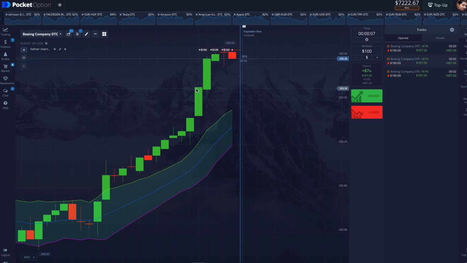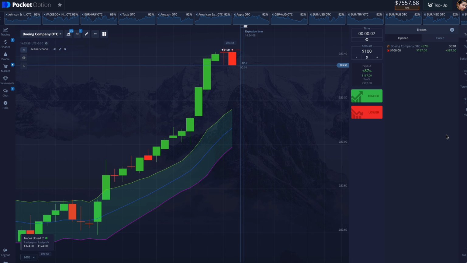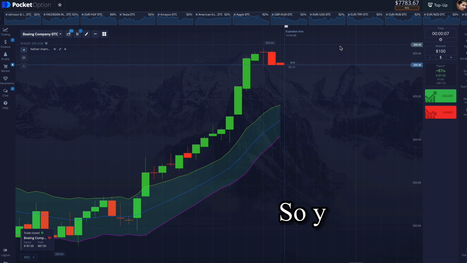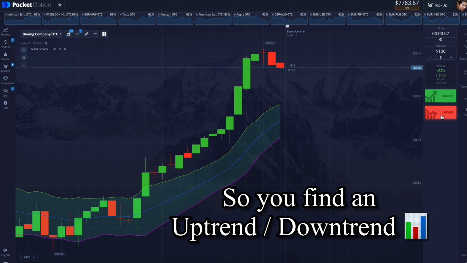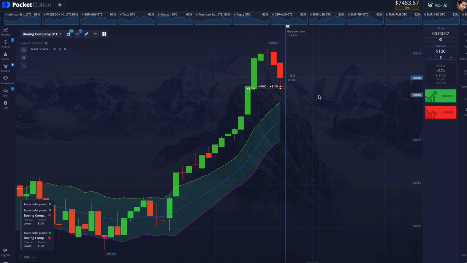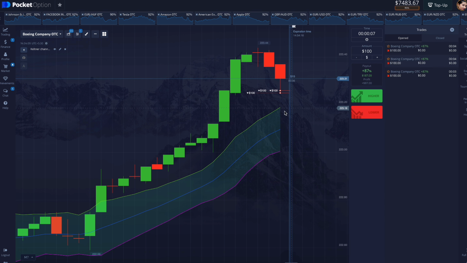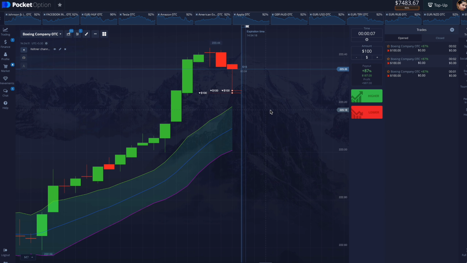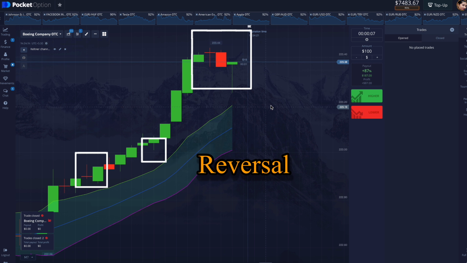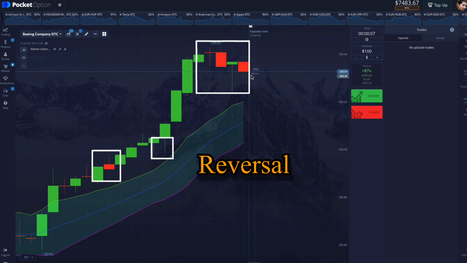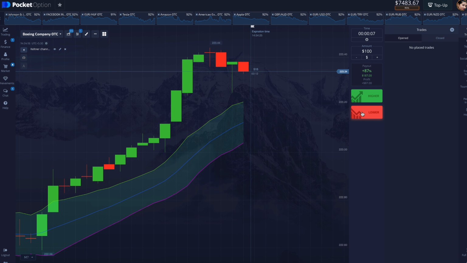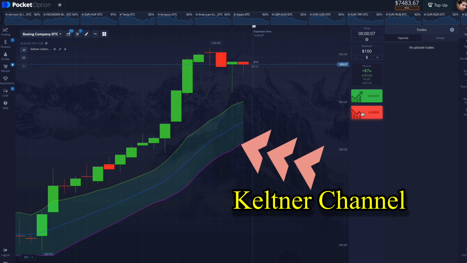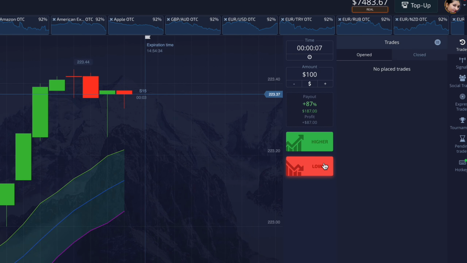If you want to avoid losses and increase the accuracy of the strategy, find an uptrend or downtrend chart. If the chart is in an uptrend, then trade up, and trade down in a downtrend. As long as you feel that the chart is going up, you can take the upward trades and understand its reversal, because not every candle will go up. For that, we have added the Keltner channel. Just stay tuned till the end of the video, we will explain everything to you.